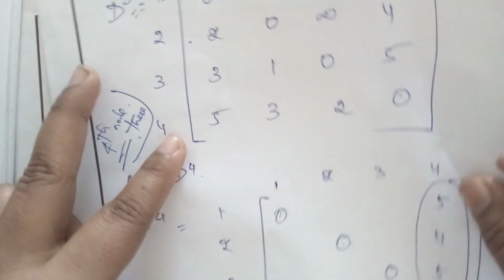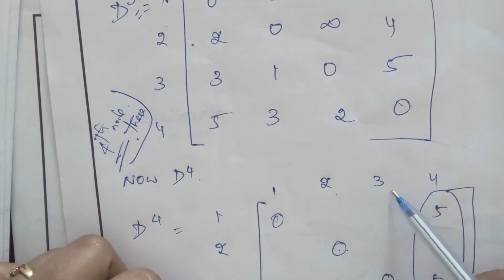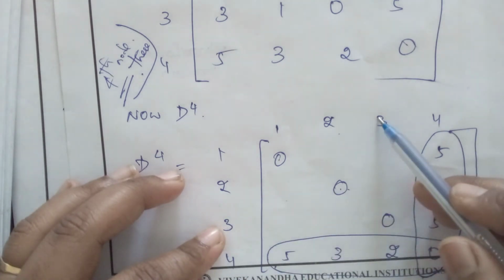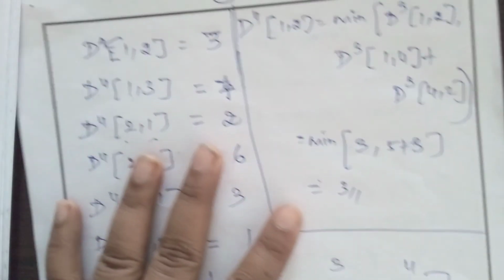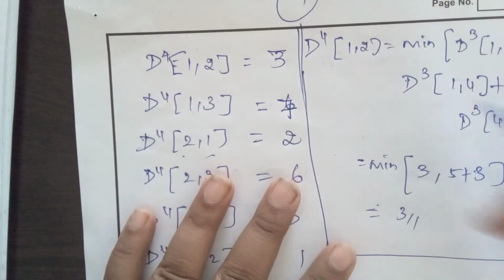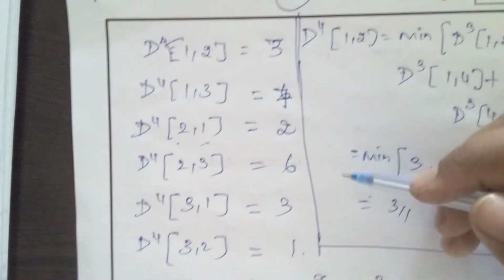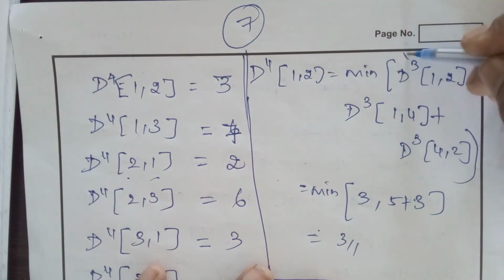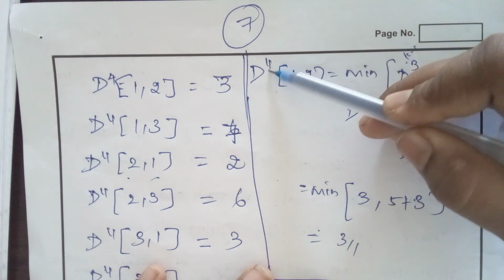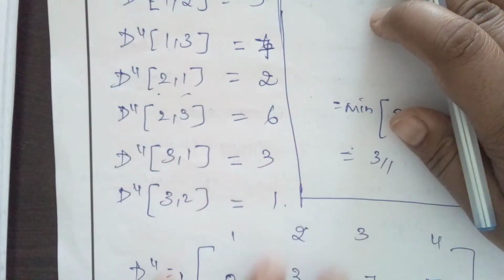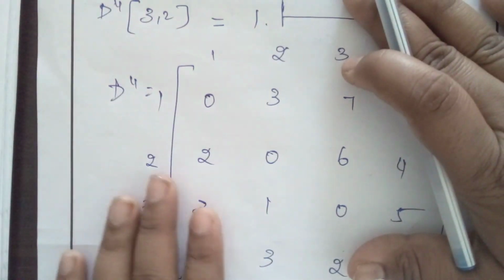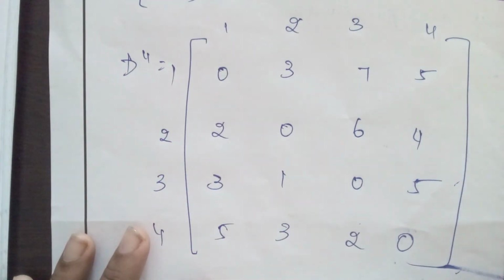For d4, in the matrix, 1 comma 2 value we have to find, 1 comma 3 and 2 comma 1, 2 comma 3, 3 comma 1, 3 comma 2. Like that we have to find the values here. Same formula, k minus 1. Here the k value is 4, so 4 minus 1 is 3. For 1 comma 2, the same method you have to write like this. After solving this and finding out these values, you have to represent them in matrix form. This is the answer.